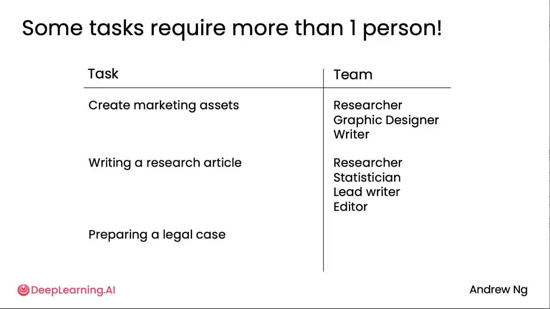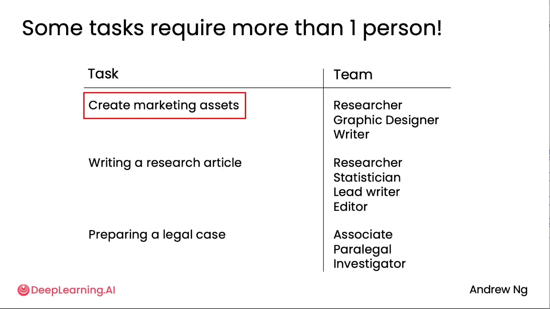Real law firms will often have associates, paralegals, maybe an investigator, and we naturally, because of the way human teams do work, can think of different ways that complex tasks can be broken down into different individuals with different roles. So these are examples of when a complex task will already naturally decompose into subtasks that different people with different skills can carry out. Take the example of creating marketing assets.